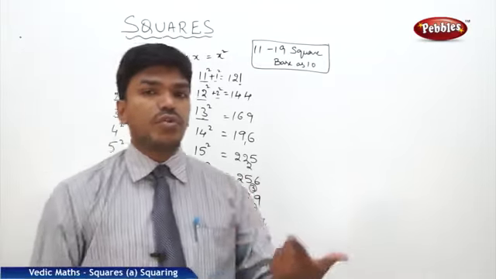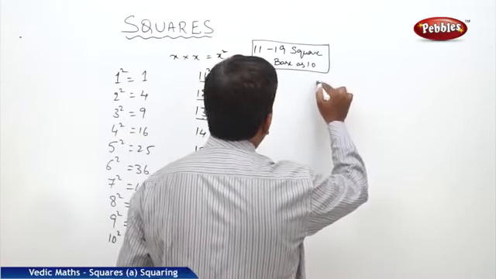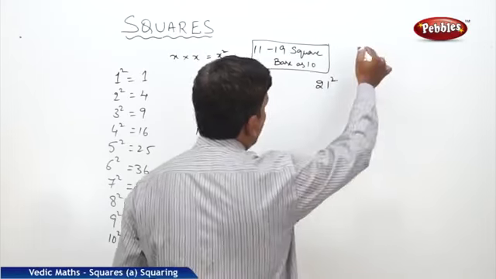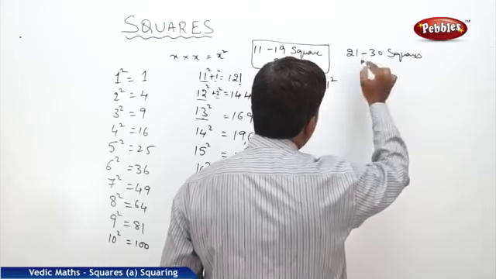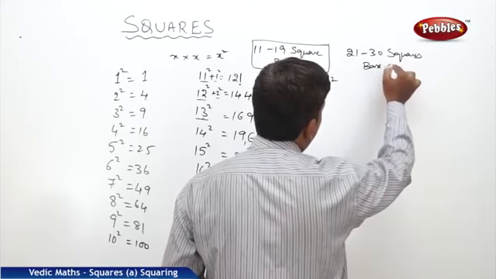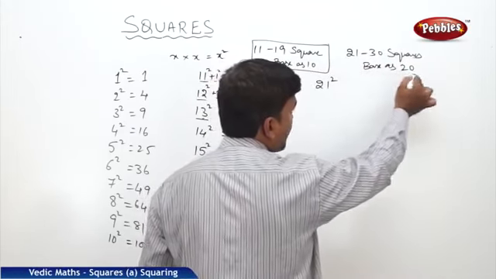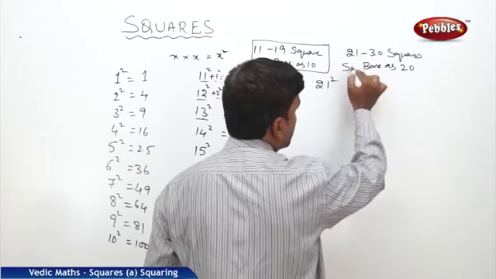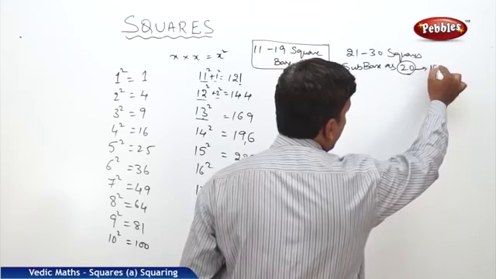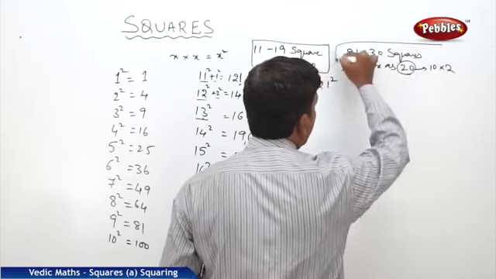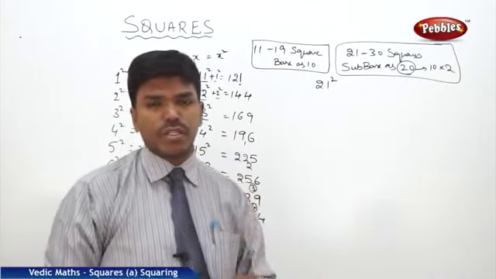Now what about 21 to 30? How can you remember 21 to 30? See here. When you are taking 21 square or from 21 to 30 squares, we are taking base as 20. Okay, but it is not the base, it is a sub base. This is a sub base. Why? Because 20 is a multiple of what? 10 into 2. So we are taking the sub base 20 to calculate the squares from 21 to 30.